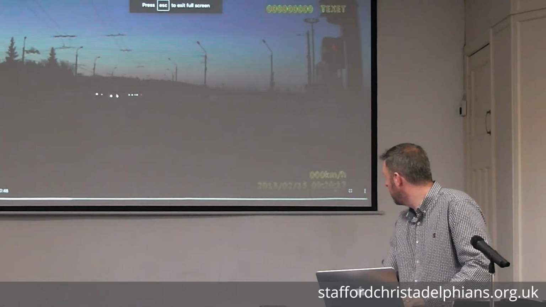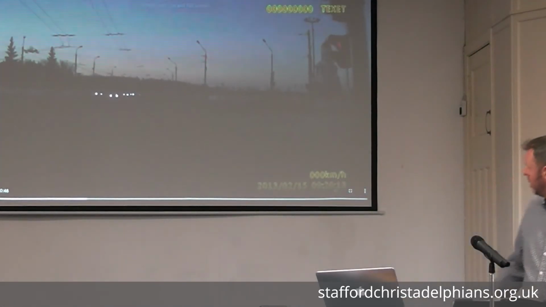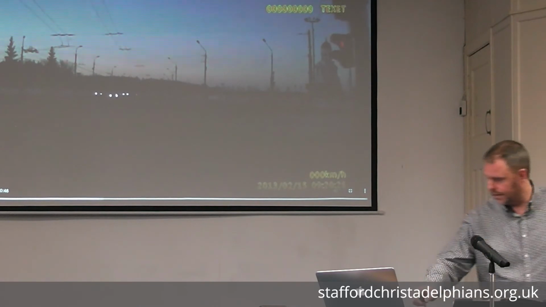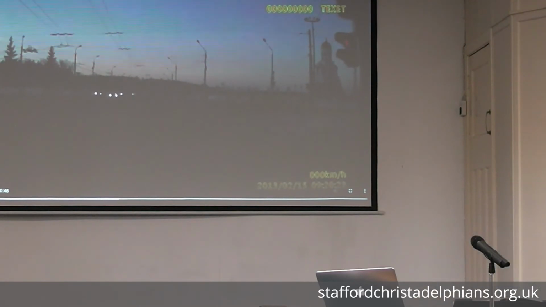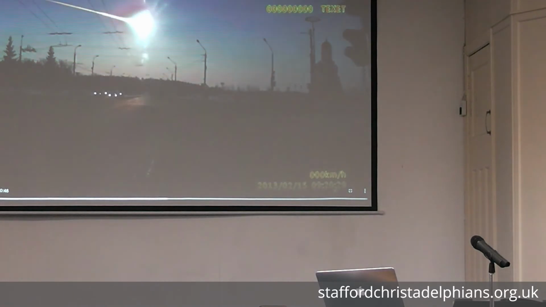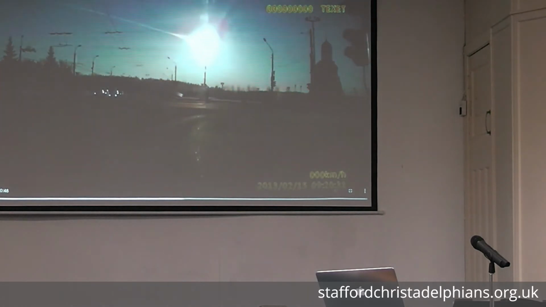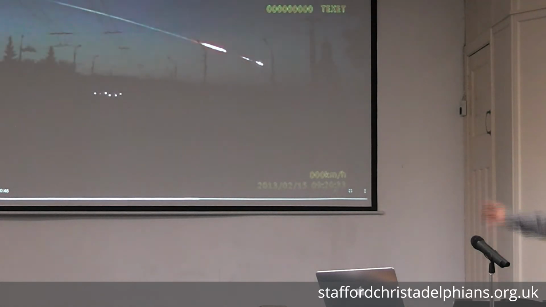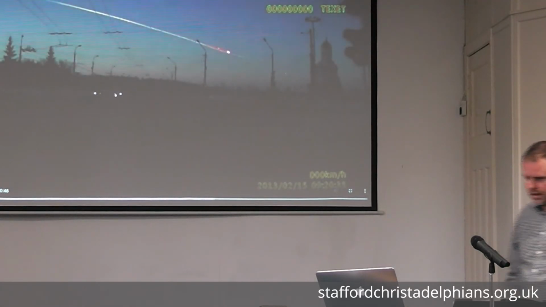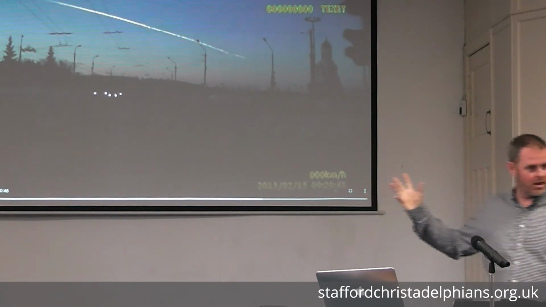So, here we have somebody's dash cam. Somebody's driving along in Russia and they're sat at the traffic lights and suddenly they see this going across their windscreen and it gets brighter and brighter and finally it explodes, bang, and there's just a few more particles that then run through the atmosphere. So that's a really graphic visual of a bolide event.